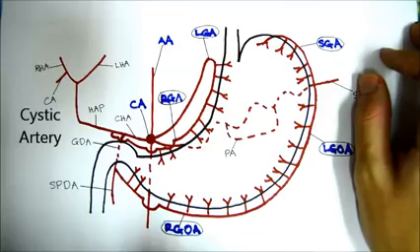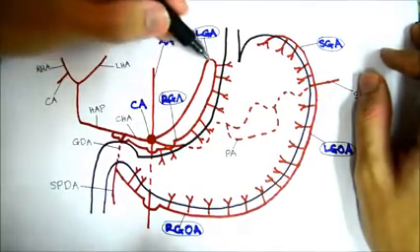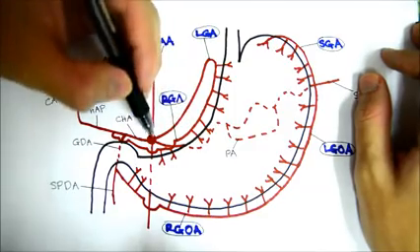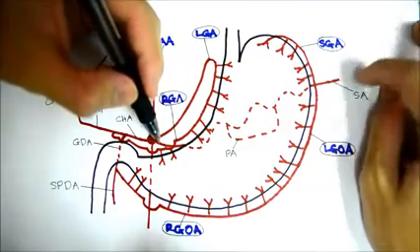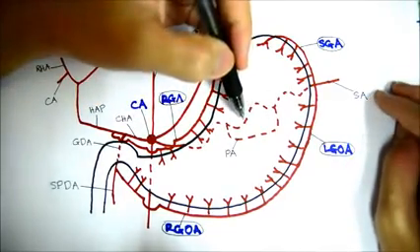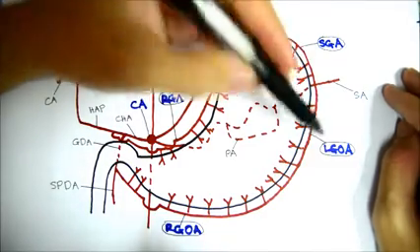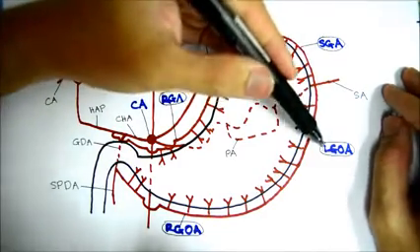Okay, as a recap, the celiac artery has 3 branches. First branch is the left gastric artery. Second branch is the splenic artery, this one, and the splenic artery has 3 branches, which are the pancreatic artery, the short gastric artery, and the left gastro-omental artery.